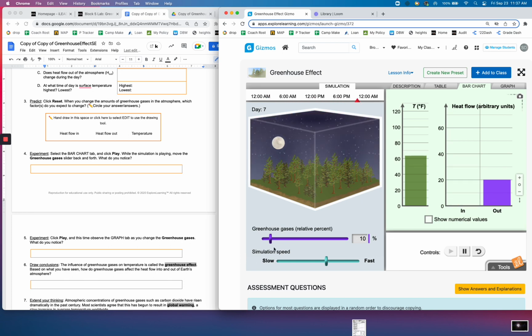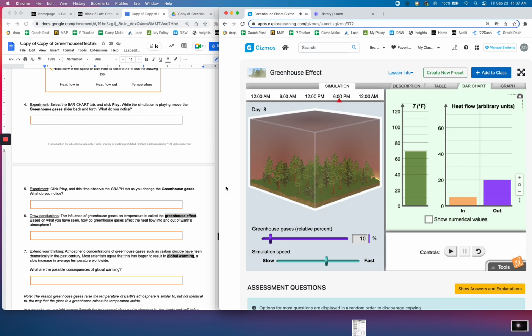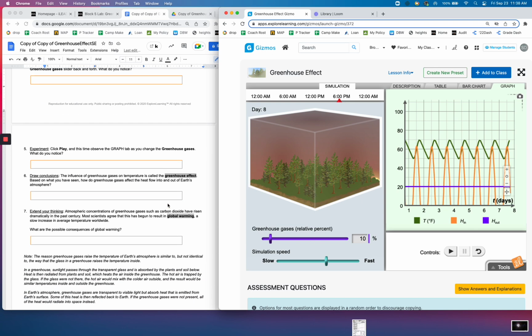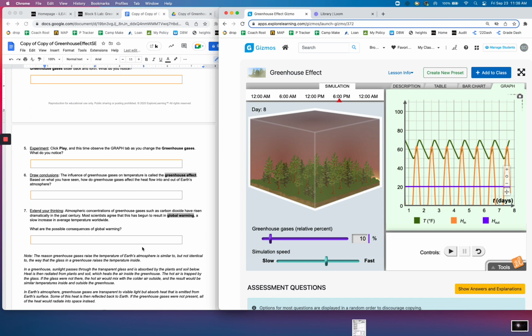So I'm going to let you do that, and then we're also going to look at the graph. As you play, you'll be able to see, when you move the greenhouse gases, which one of these is changing. Then you're going to answer these two questions.